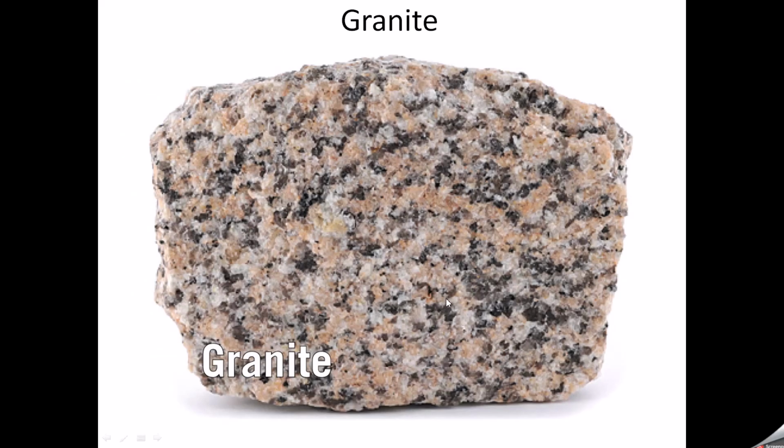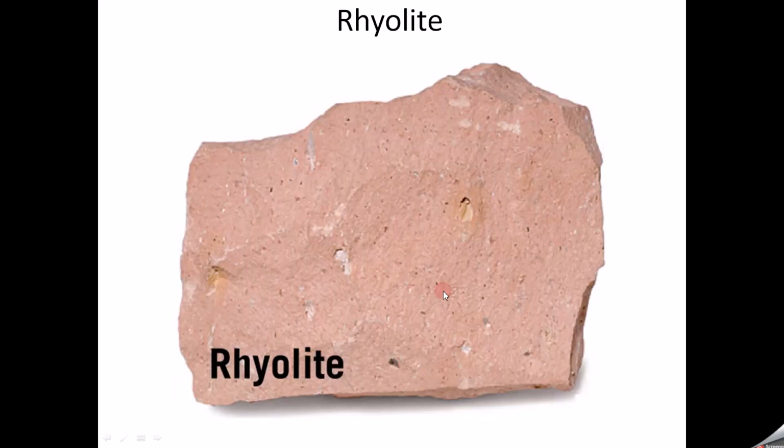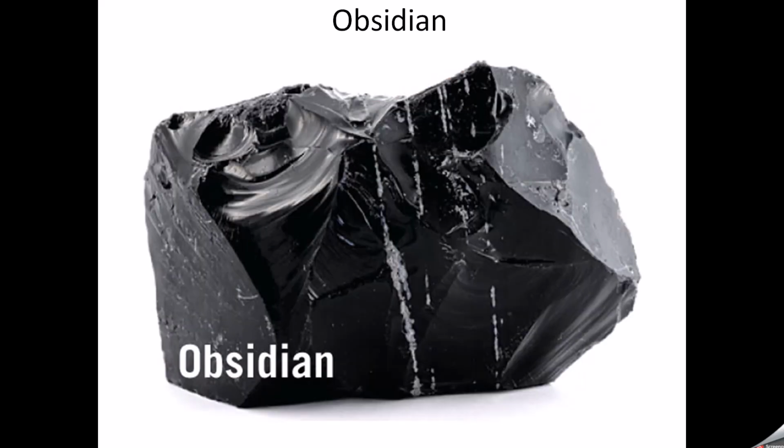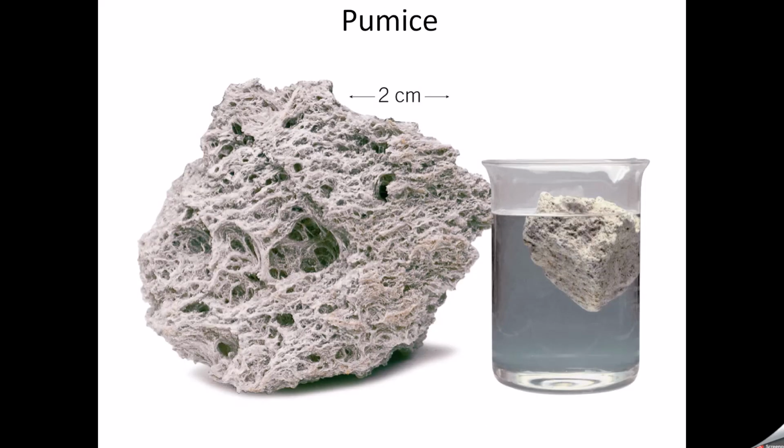Okay. And this is granite, plutonic, and this is rhyolite, volcanic. Both granite and rhyolite are felsic, rich in feldspar and silica. And this is obsidian, which is felsic but glassy, volcanic, and has a dark color because it is rich in silica. It has some iron in it. And this is pumice, still felsic.